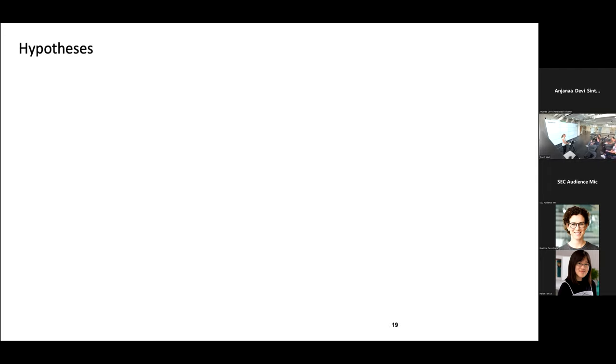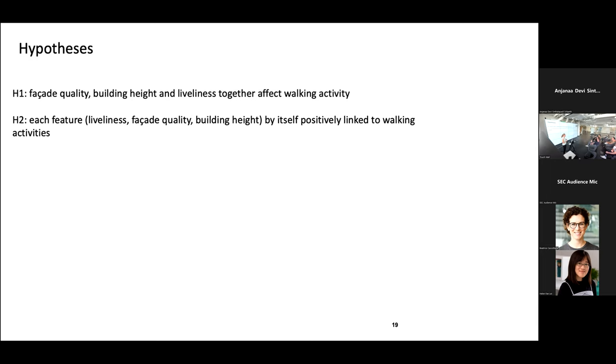And we tested three specific hypotheses. So the first was that all these three features together, facade quality, building height, and liveliness, would affect walking activity. And secondly, that each of these features individually would have a positive effect on walking activity. And the third one was that liveliness would have the biggest effect, because that's what Young Gehl was always saying.